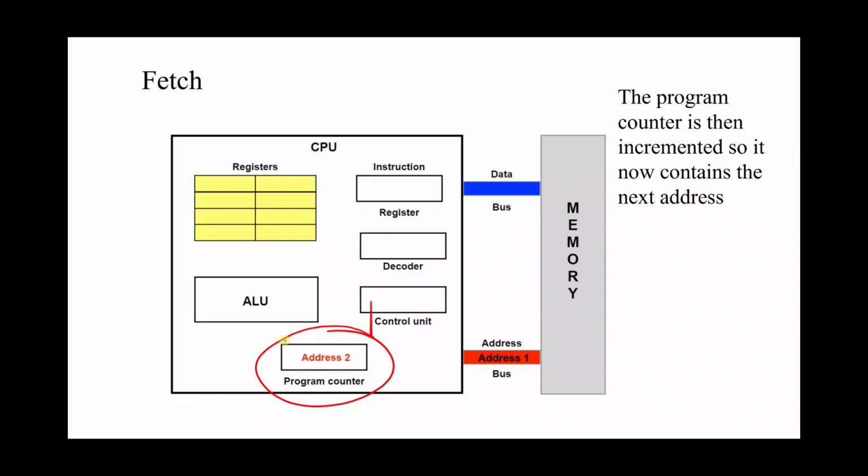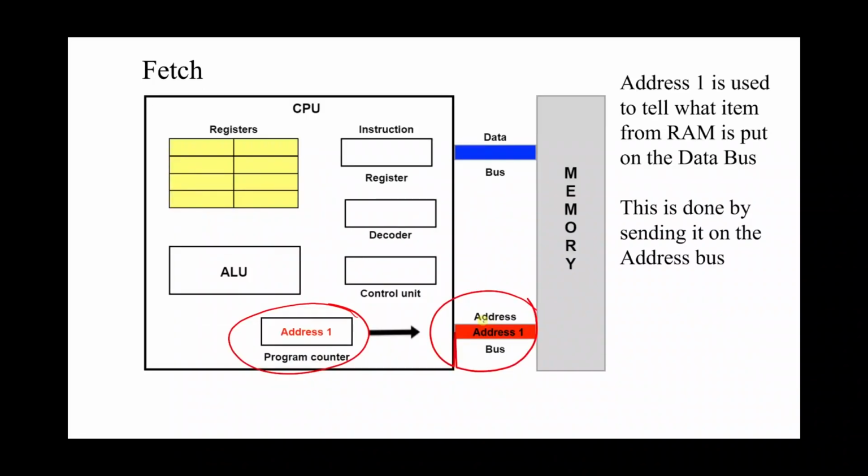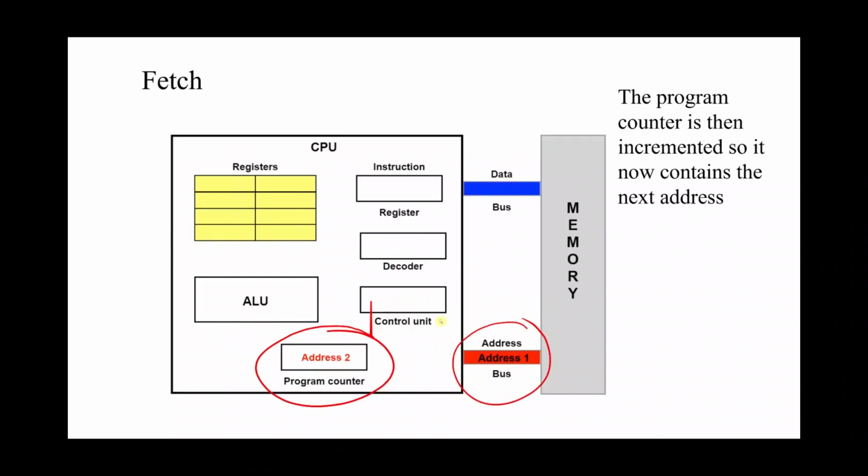As we set the address on the address bus, immediately the program counter is incremented. So we put the second address, but we are still processing address 1. First you set the first address on the address bus, then immediately put the second address on the program counter. So the program counter is incremented, so the new data is going to be fetched after we complete the address 1 instruction process.